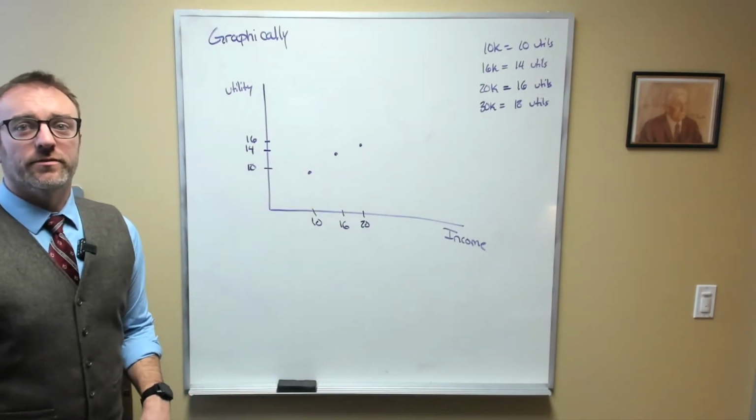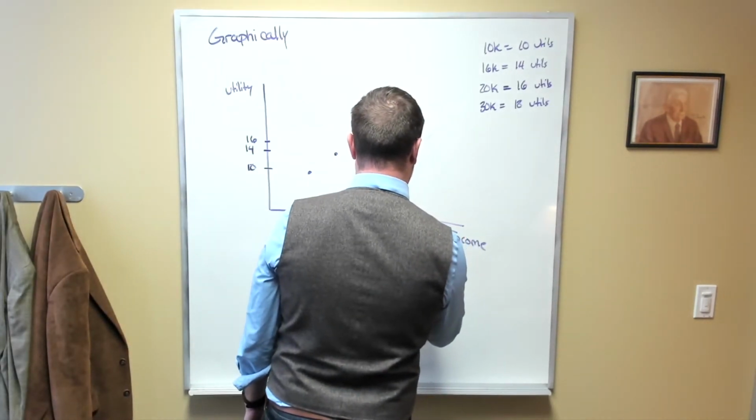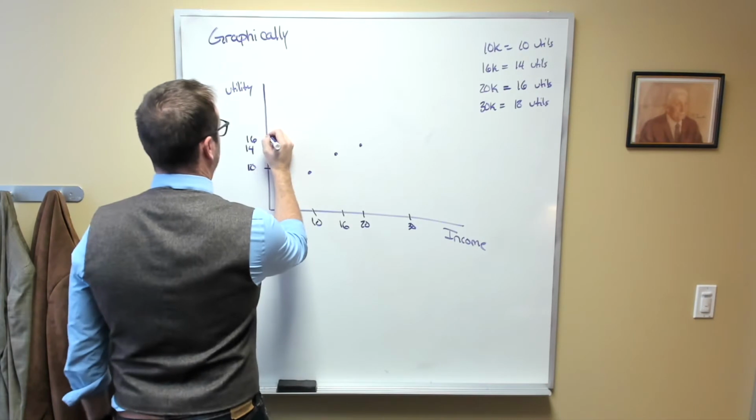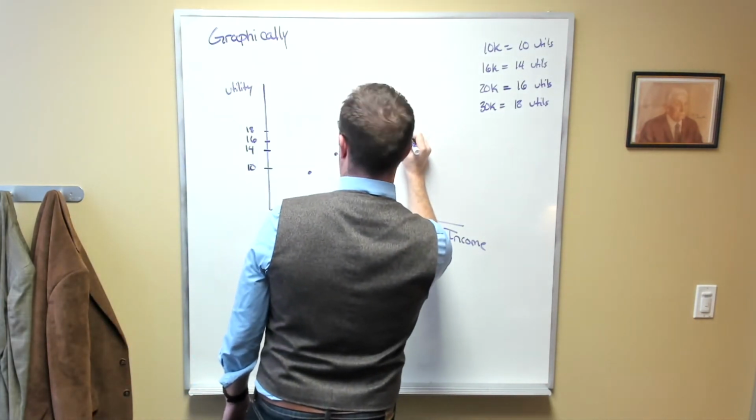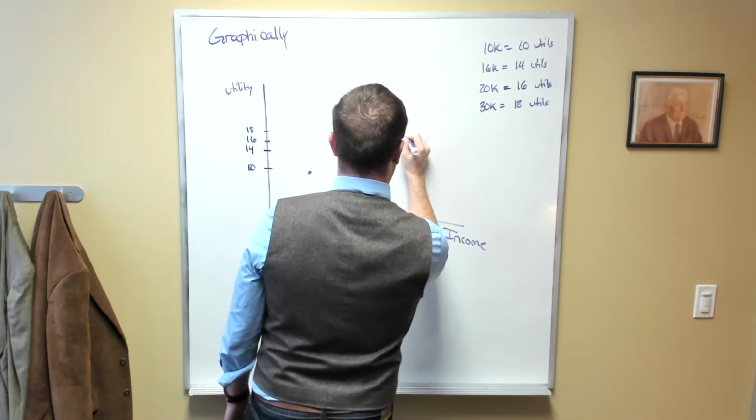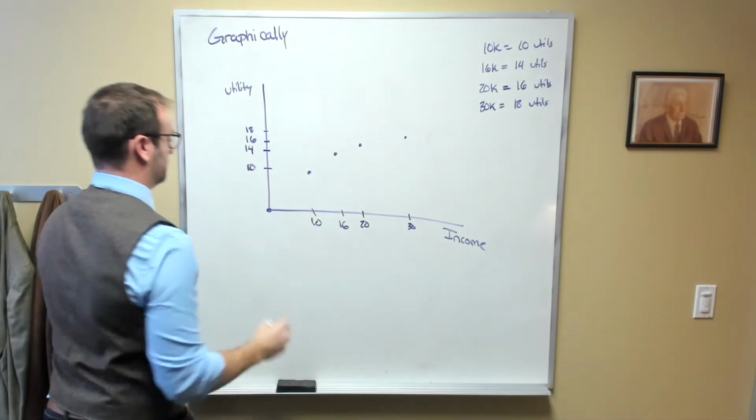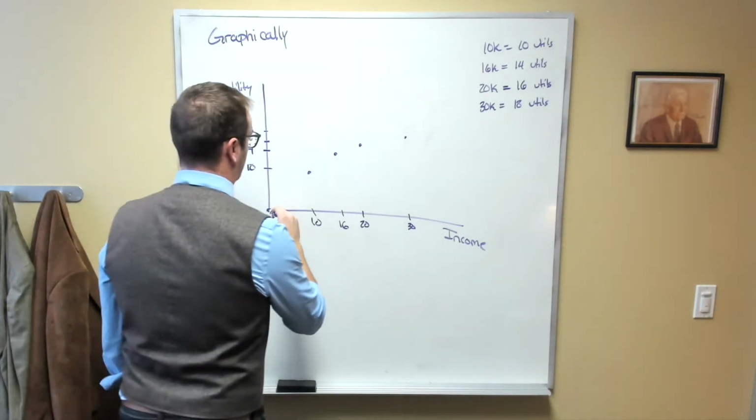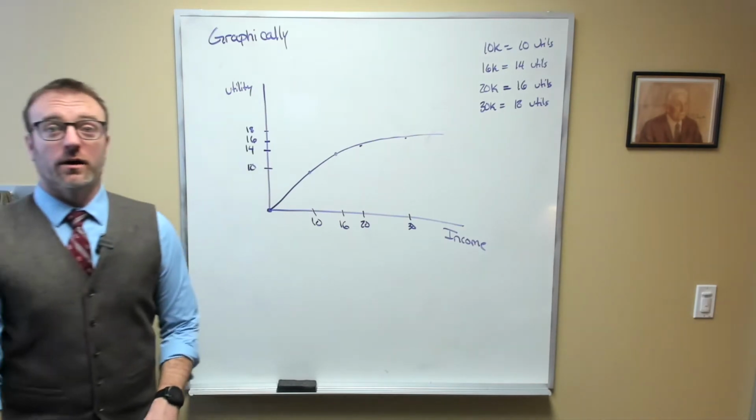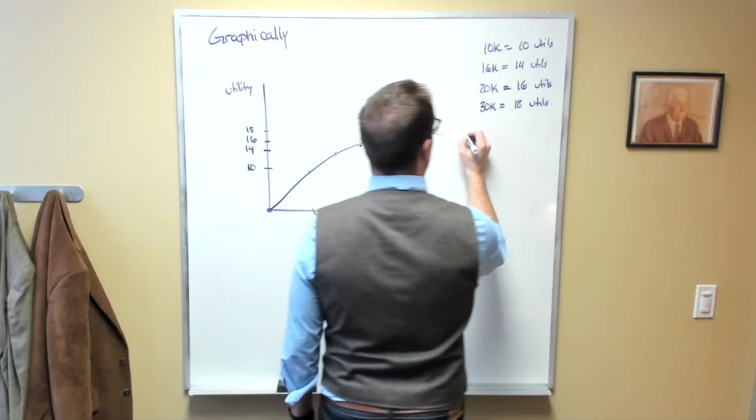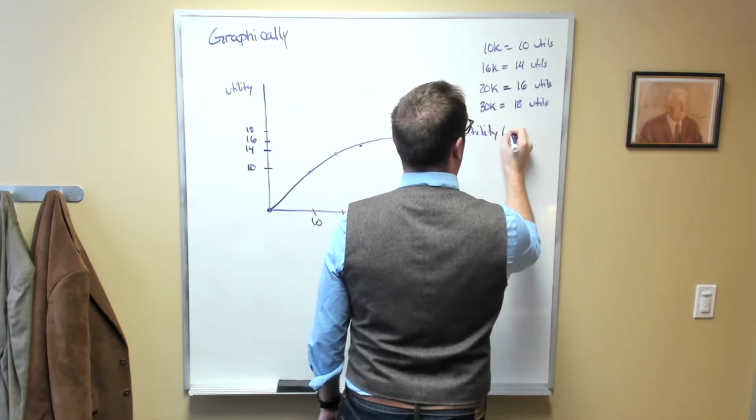And then we have $30,000, which would be about here. And that has a utility of 18. So that would be here. Okay, so if I connect these dots and I start with an assumption that 0, 0 is probably accurate, we get a nice downwards bending curve. Now this would be the utility function of income.